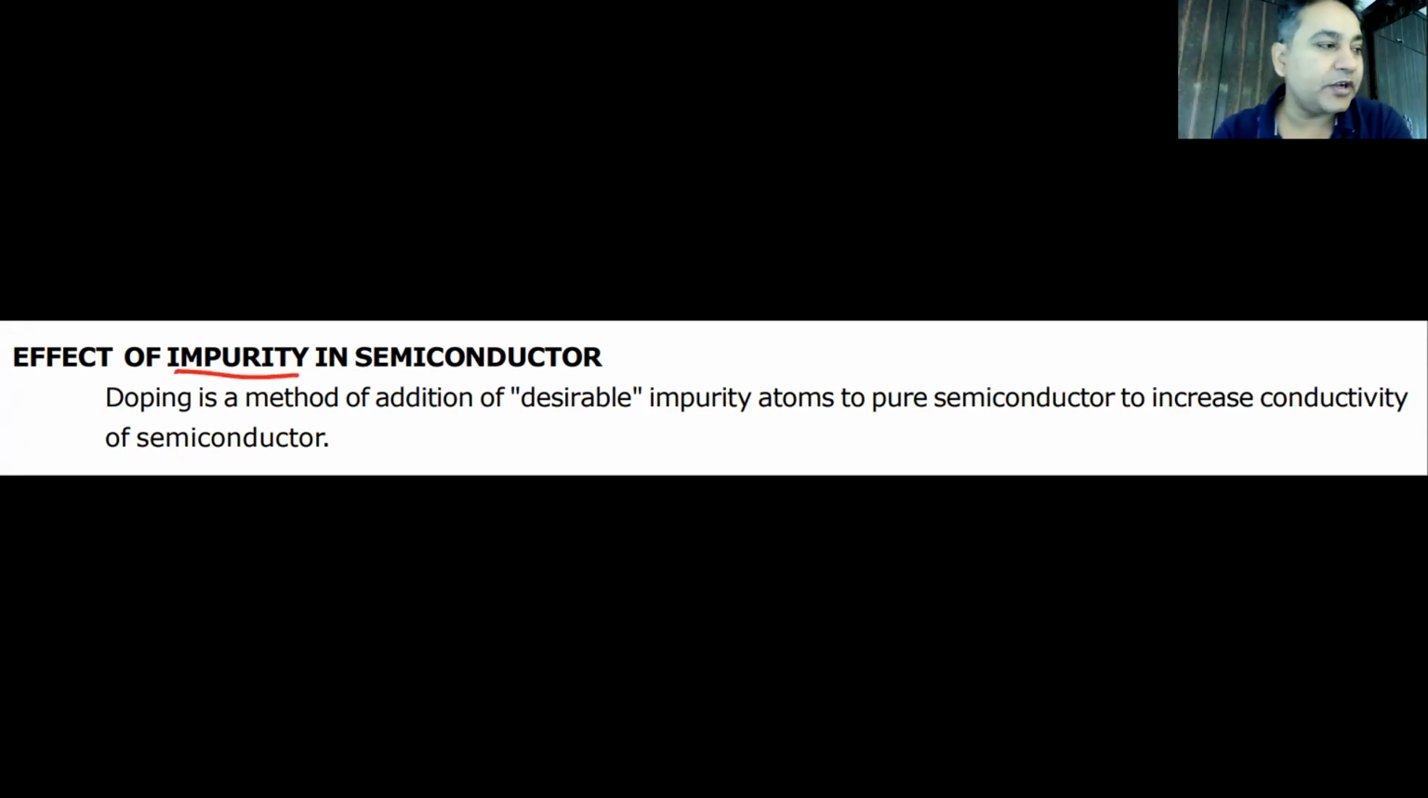When we insert this impurity, these semiconductors, silicon and germanium, will become better conductors. Do we understand this? Yes, sir. Please note it down, sir.